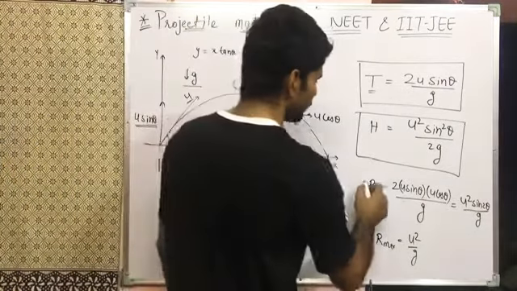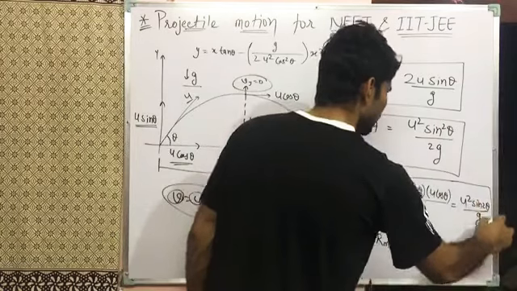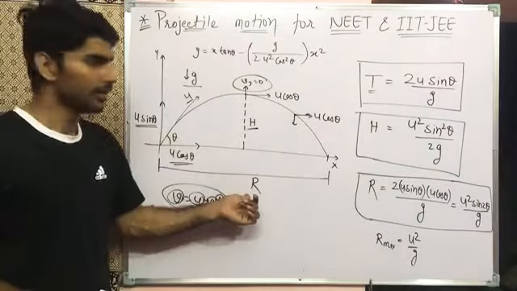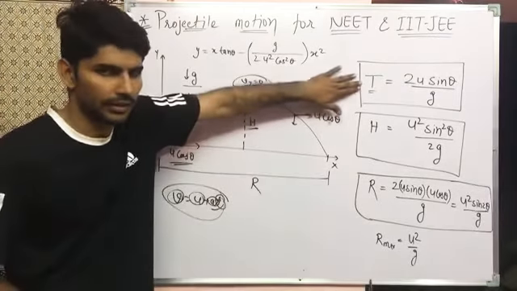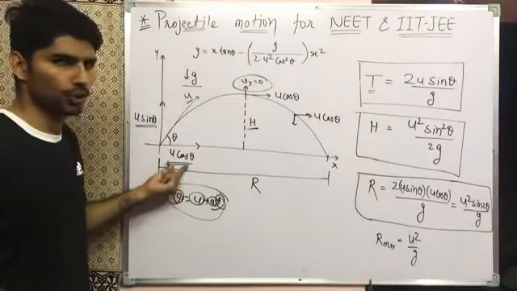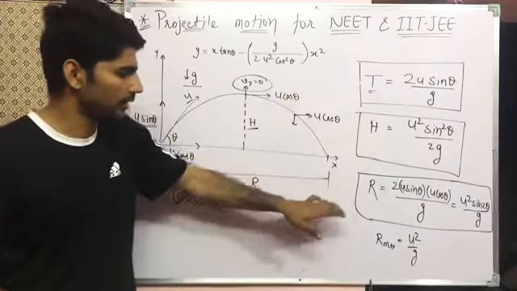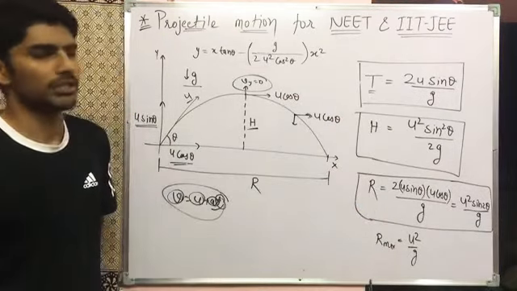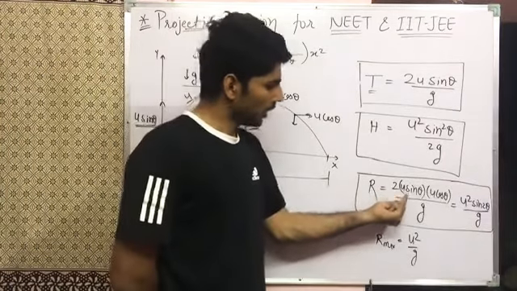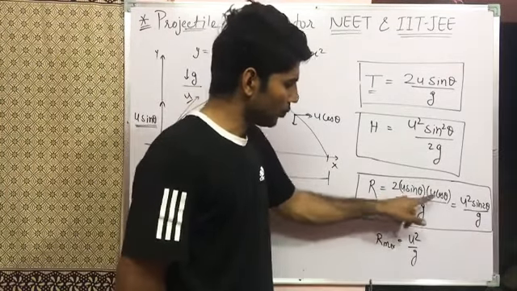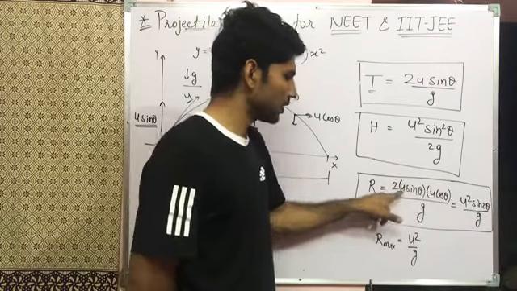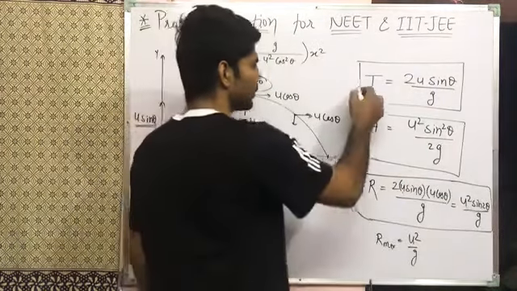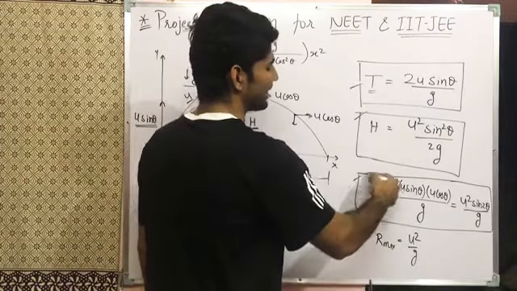And when you use these two formulas to get the horizontal range, you know the time period T and the horizontal velocity u cos theta. You multiply both and get the range of the projectile, which is 2u sin theta u cos theta by g. Taking u out, it becomes u square, and 2 sin theta cos theta becomes sin 2 theta, so the range is u square sin 2 theta by g. So we have three formulas: time period, height and range.